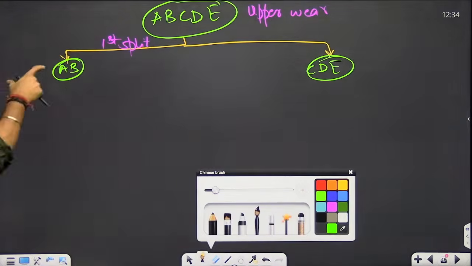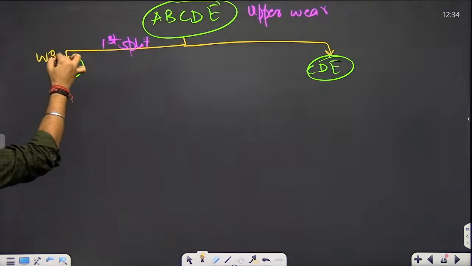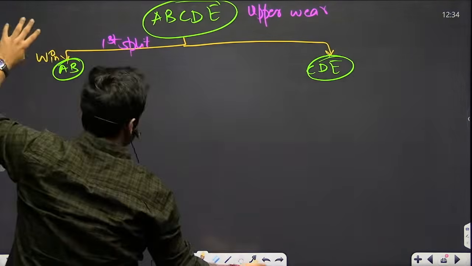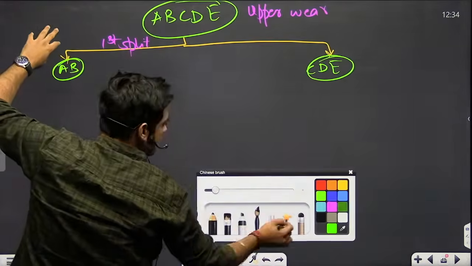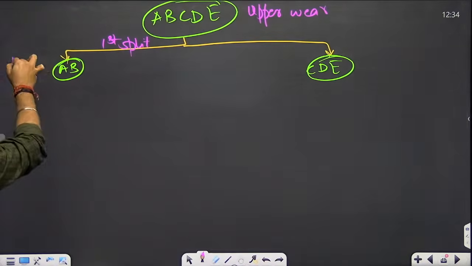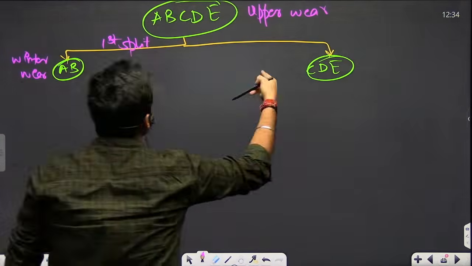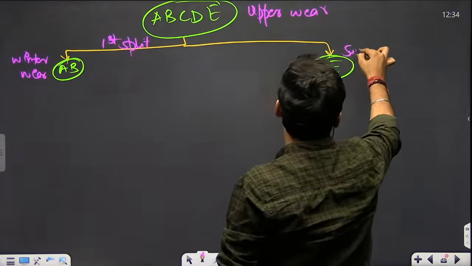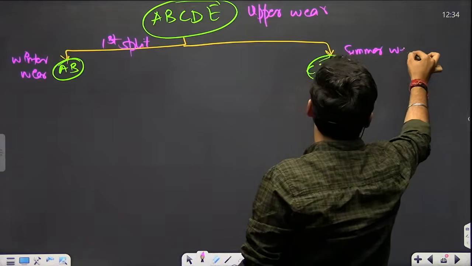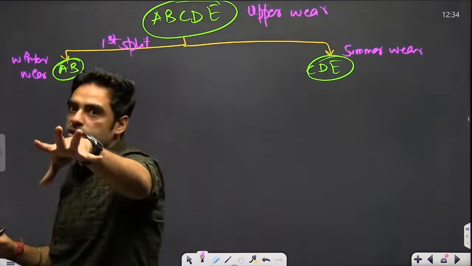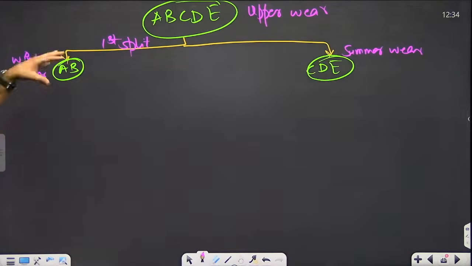Now for example, I can name this AB as winter wear, just for our understanding, because they are the most dissimilar ones. And this CDE cluster I can name as summer wear.